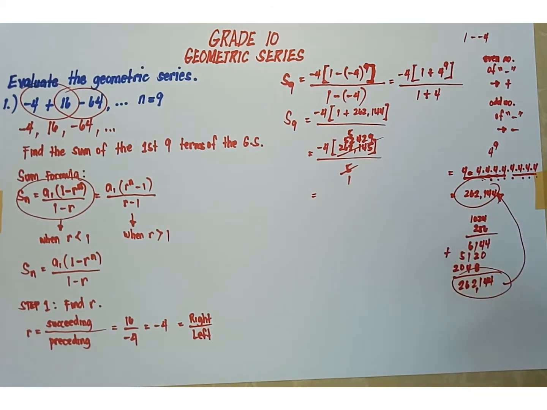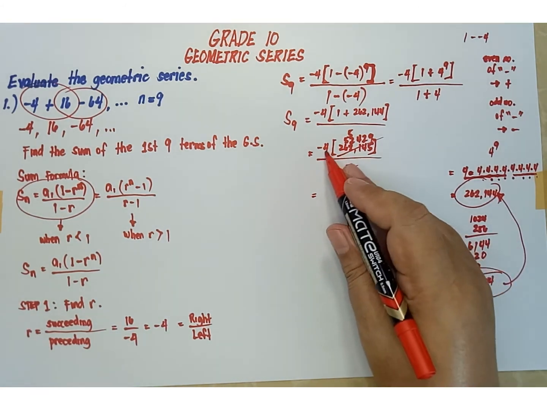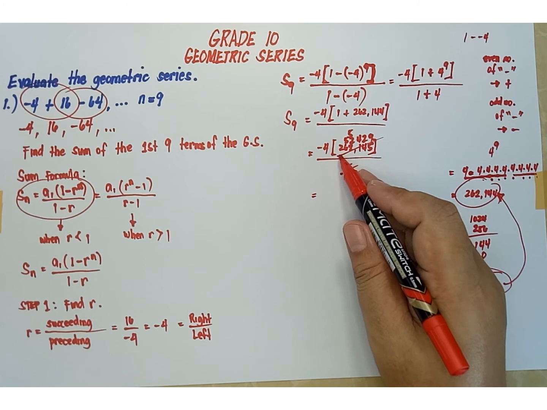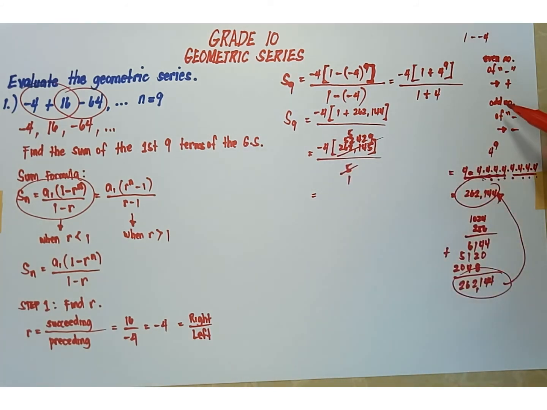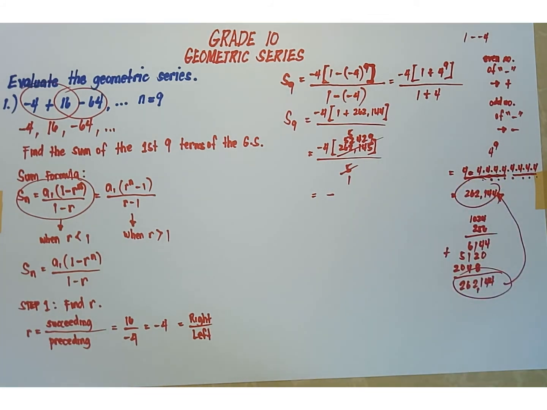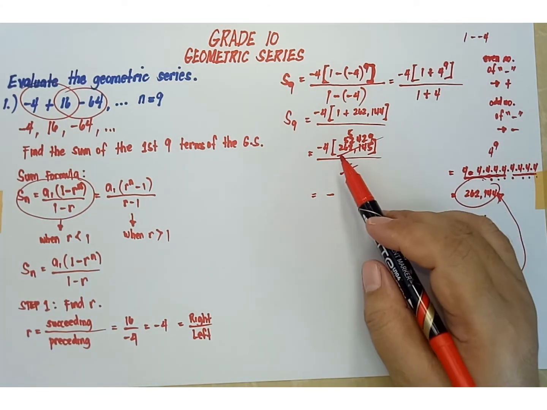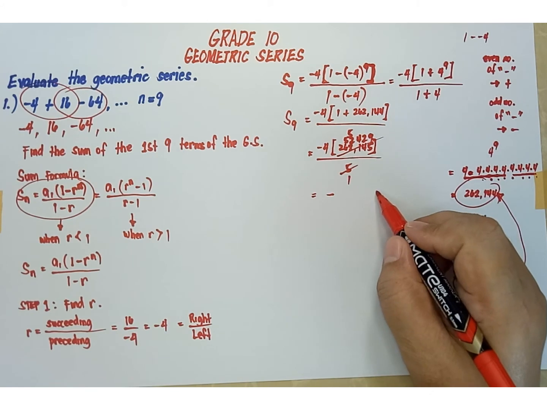So we have 52,429 times negative 4. Determine the sign of the product. Count the negative. 1. Odd number of negative. Negative ang answer natin. So it's negative. What's 4 times 52,429?